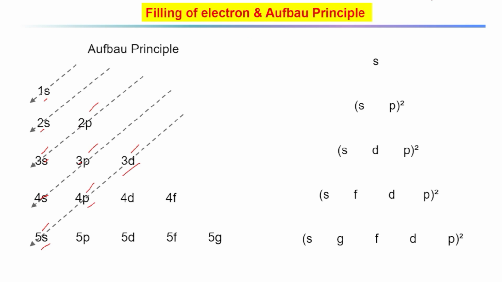So I remember like this: s. This is a lonely s, just one s. Now here s has p, so s is not single anymore. When it has a partner, I write square because it is not single anymore. So first it is s, then sp square, sdp square, sfdp square.